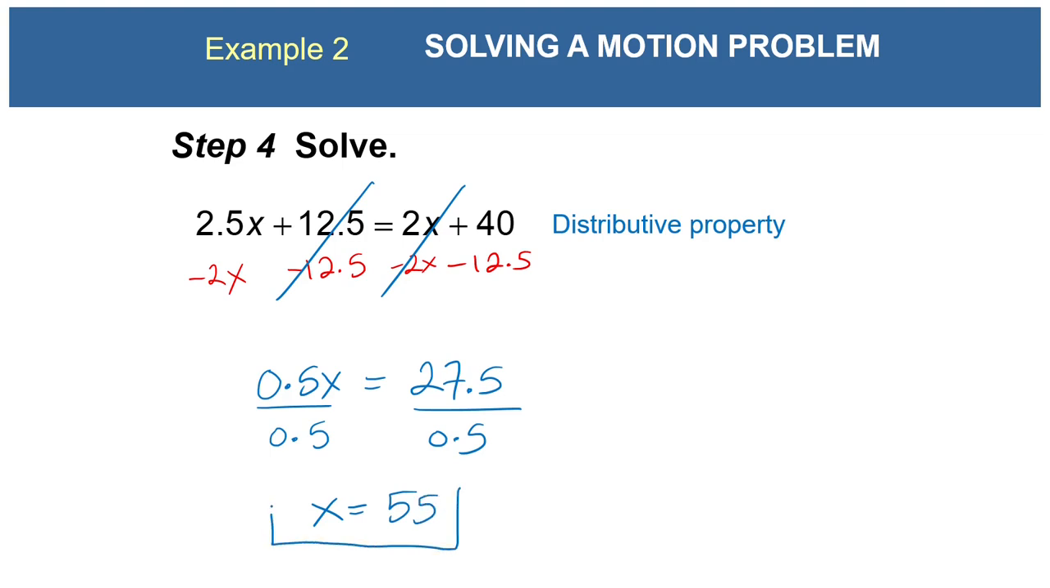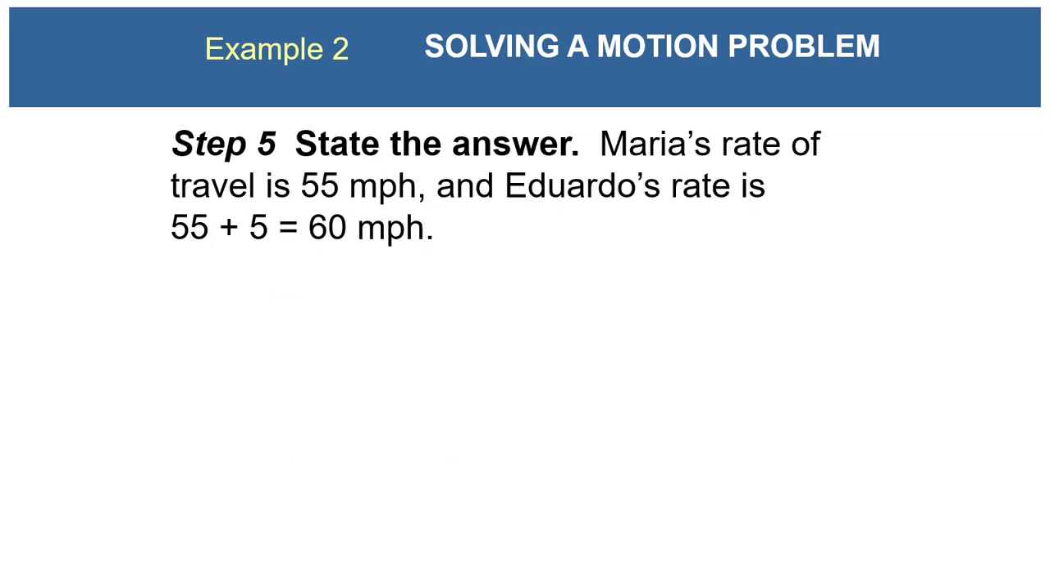Now remember, our units are in miles per hour. So this is going to be their rate. Step 5, state the answer. Maria's rate of travel is 55 miles per hour because that's x. And Eduardo's rate is 55 plus 5, which is equal to 60 miles per hour. Recall he traveled 5 miles per hour faster.